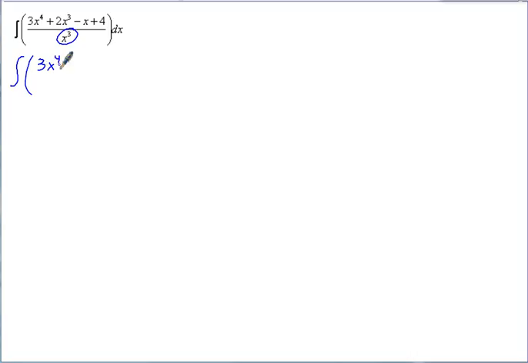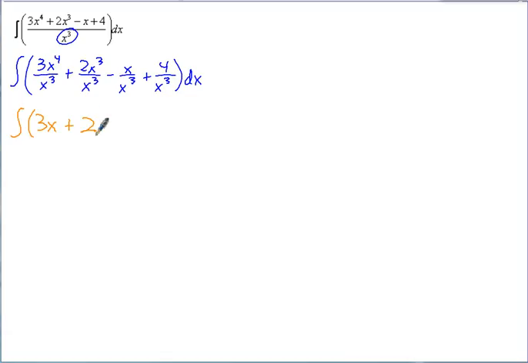So we have 3x to the 4th over x cubed plus 2x cubed over x cubed minus x over x cubed plus 4 over x cubed. We still haven't integrated, so the integral symbol and the dx still stay there. Let's simplify this. That's going to be 3x, here the x cubes cancel out, plus 2 minus, could write it as 1 over x squared, but to make it easier to integrate, that would be x to the negative 2. And instead of 4 over x cubed, again use negative exponents, 4x to the negative 3.